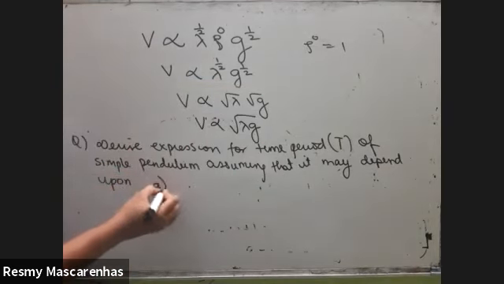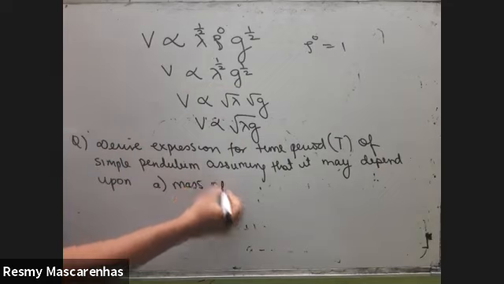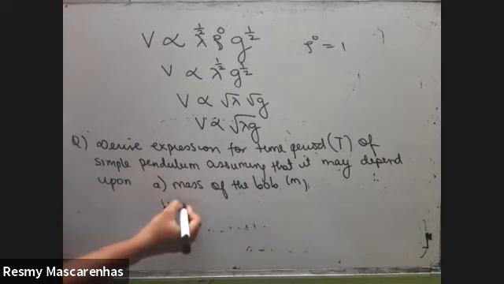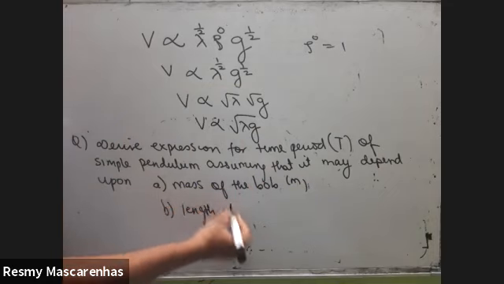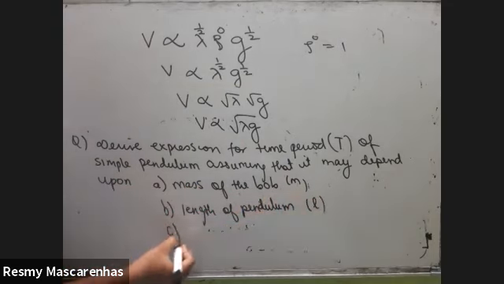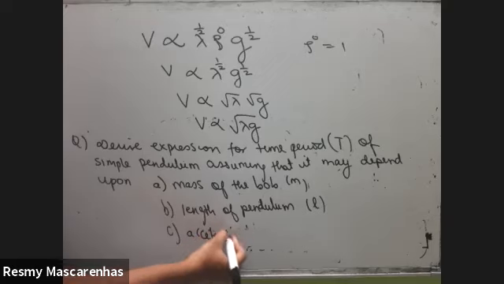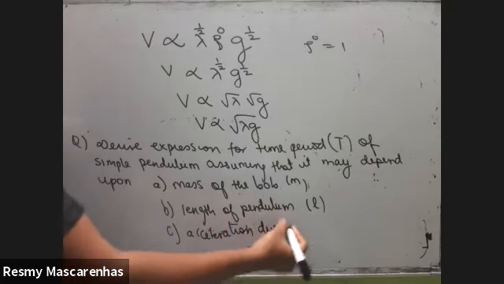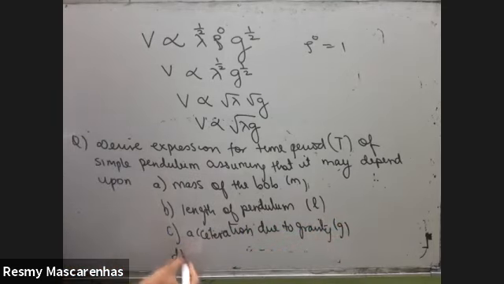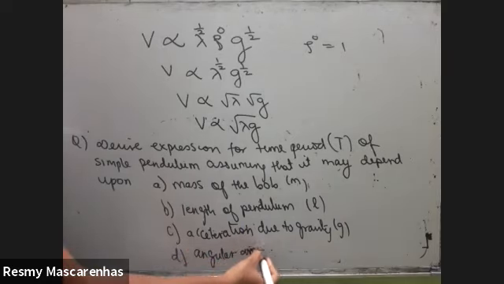sometimes they give you like this, the mass of the bob, length of pendulum, acceleration due to gravity, and angular amplitude.